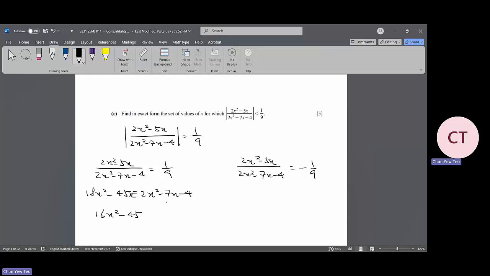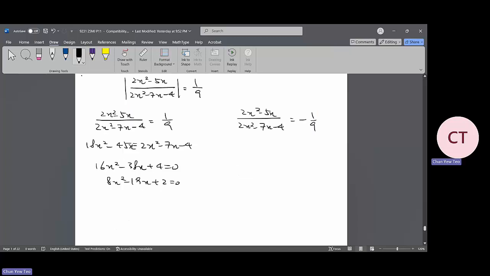You will get this as the minus 38 plus 4 equal to 0. Using the quadratic formula, maybe all of them can divide by 2. To make our calculation easier, we try to divide everyone by 2 first. So you have 8x squared minus 19x plus 2. Not much we can simplify, but at least better than just now.